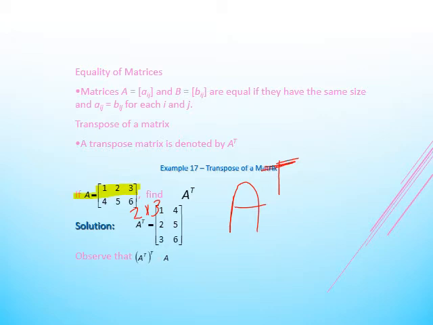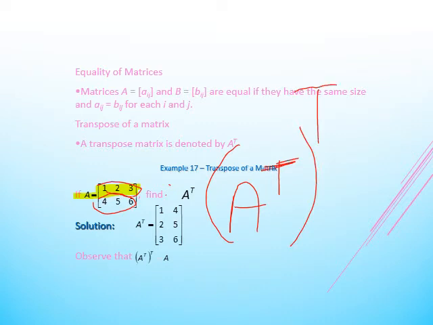So in A transpose, the first row will become the first column and the second row will become the second column. The new transpose matrix will have first column 1, 2, 3 and second column 4, 5, 6. If we take the transpose of A transpose, we get again the first matrix, which is A. So the transpose of the transpose equals the original matrix A.